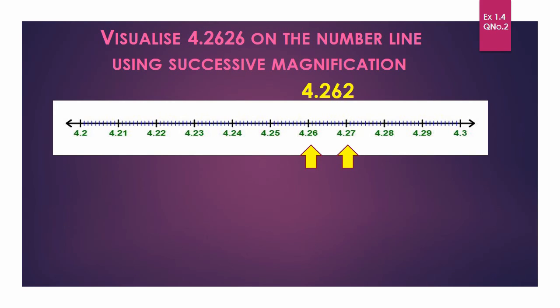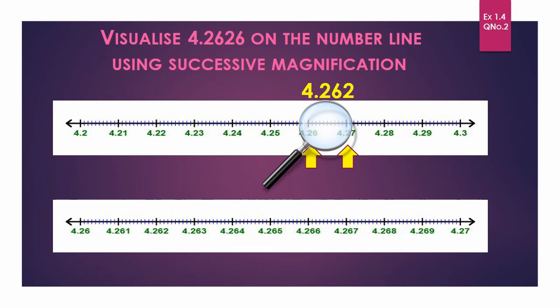Now magnify the portion of the number line which lies between 4.26 and 4.27. Divide it into 10 equal parts. Second part from 4.26 represents 4.262. Now we look at the number 4.2626. This number lies between 4.262 and 4.263.